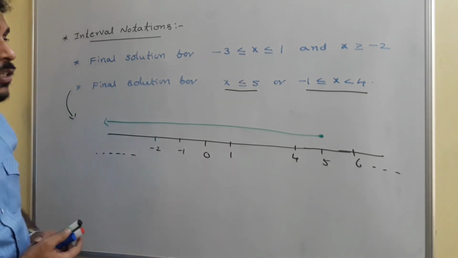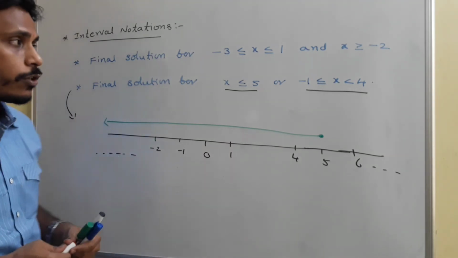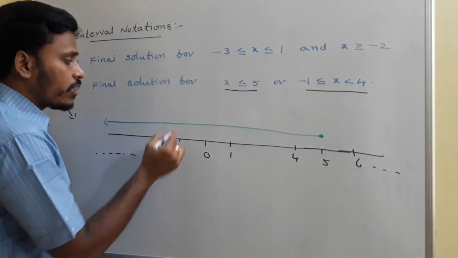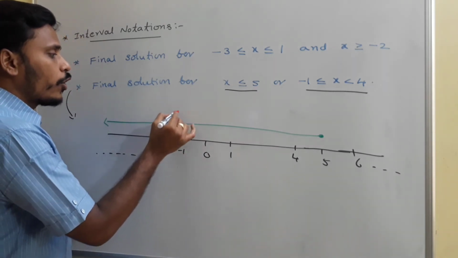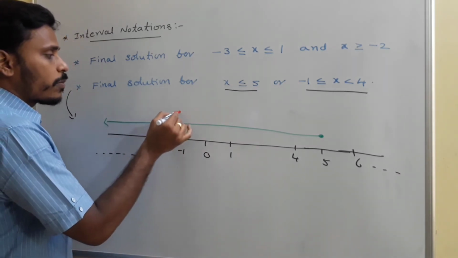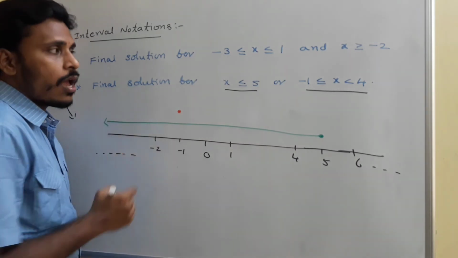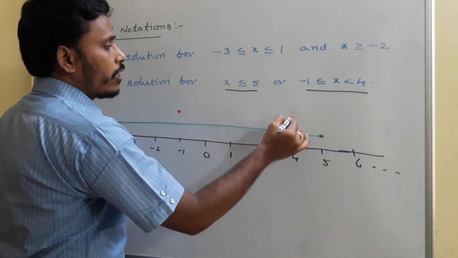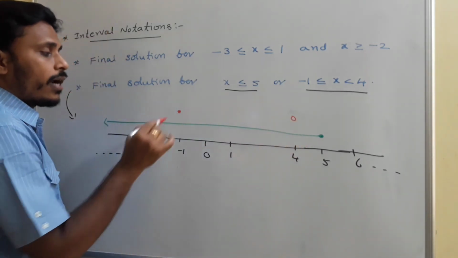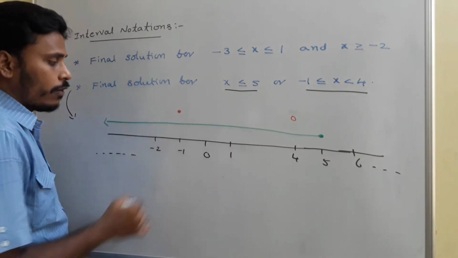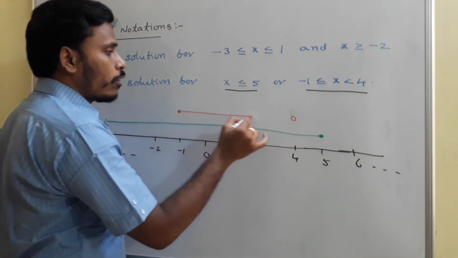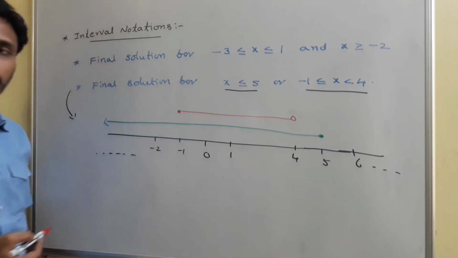Whereas coming to -1 less than or equal to x less than 4, -1 is there, so since -1 is included, use a closed circle. And coming to 4, at 4 there is no solution, so use an open circle. And the x values in between -1 and 4, starting from -1 to 4, are the possible solutions.